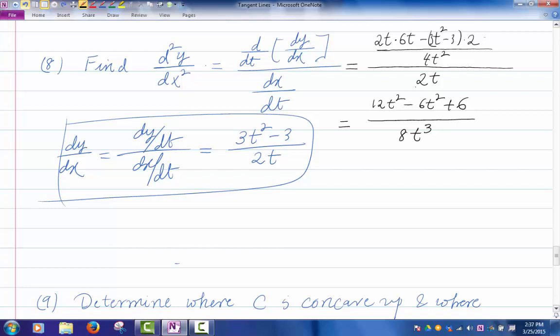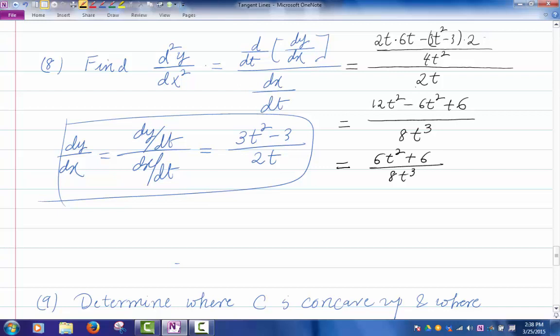Okay. At this point, maybe one more line, because I can still write it as 6t squared plus 6 over 8t cubed. Fine. So that's the second derivative, and now I need to know concavity by using the second derivative, right? So that will be part 9. First, let me give you a second to finish it off. Questions, anybody?